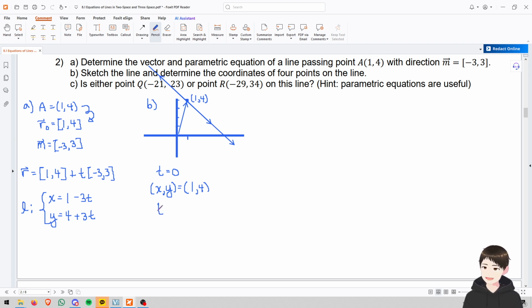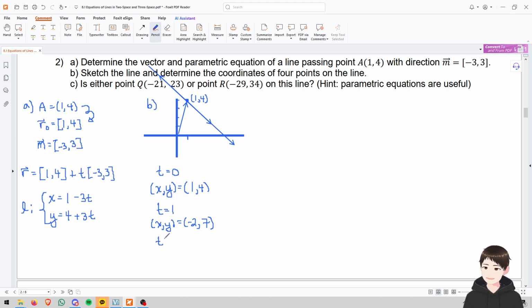But what if my parameter was 1? Then my xy coordinate would be defined as 1 minus 3, that's a -2, and 4 plus 3, that is a 7. So this point, (-2, 7), belongs on the line. Does that seem to make sense? 1, 2, 1, 2, 3, 4, 5, 6, 7. Somewhere there. It looks pretty accurate.